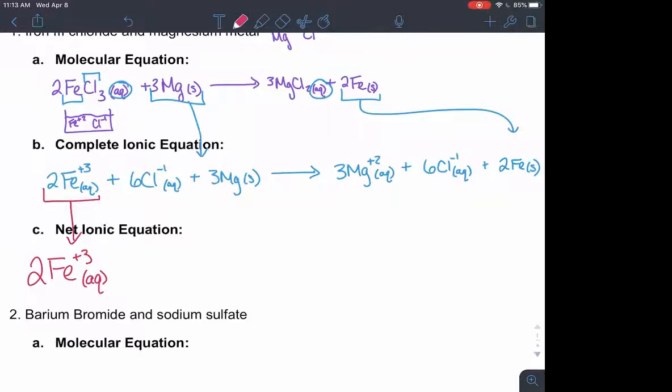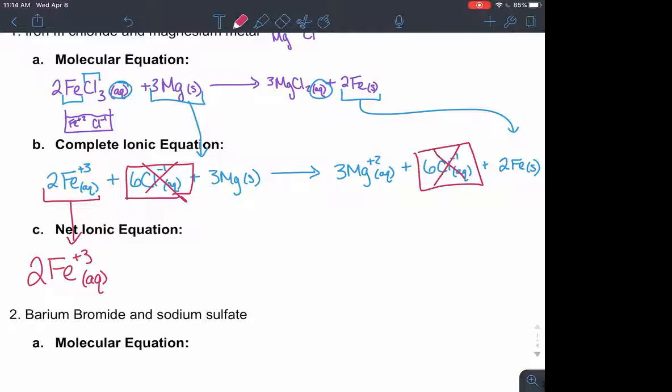Bring that back down. Now our next one, the 6 chlorines. Do you see 6 chlorine ions on both sides? Yes. So we're going to take those 6 chlorine ions on both sides and we're going to cancel them out. They're going away. Just like in math class, if you have the same number on both sides, it can go away. We're going to do the same thing.